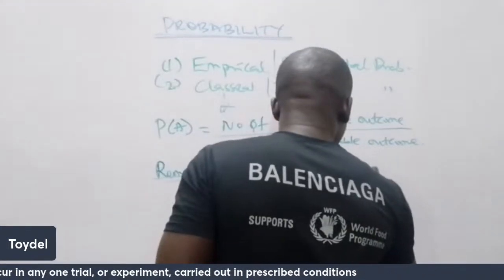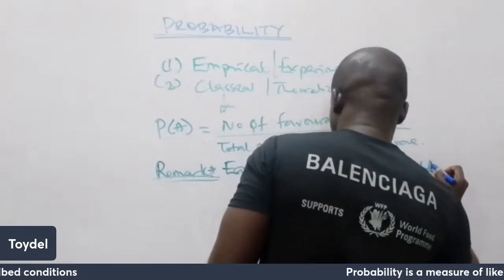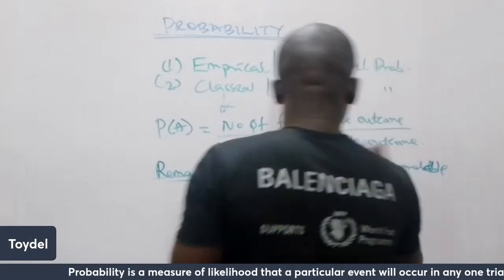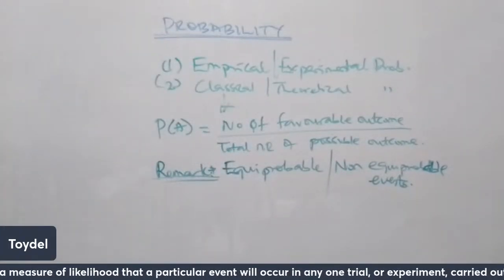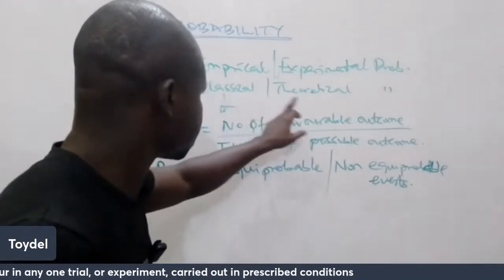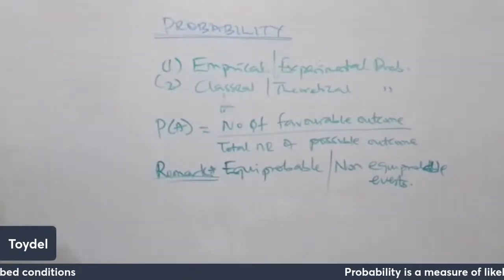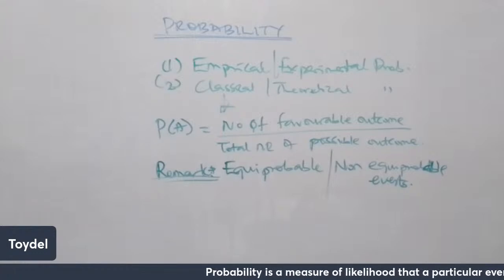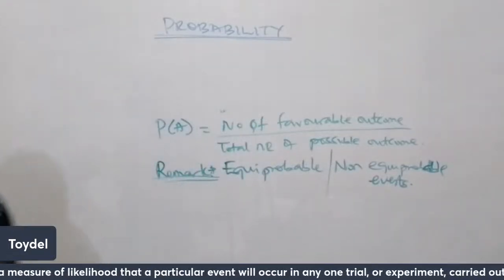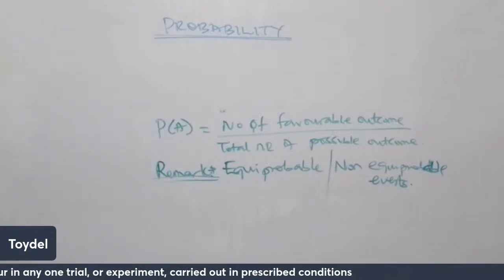So we should take note that the total number of possible outcomes, the denominator here in classical or theoretical probability, can either be equiprobable events or non-equiprobable events. We are trying to establish some theoretical knowledge about probability before we actually go into examples. So we must understand all this. What do we mean by equiprobable events?